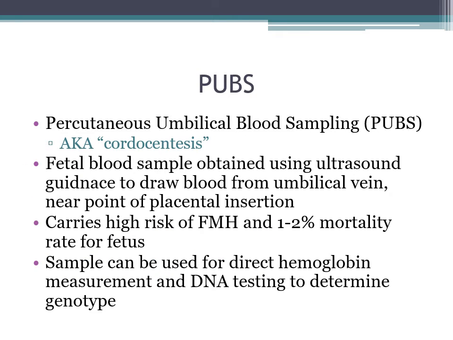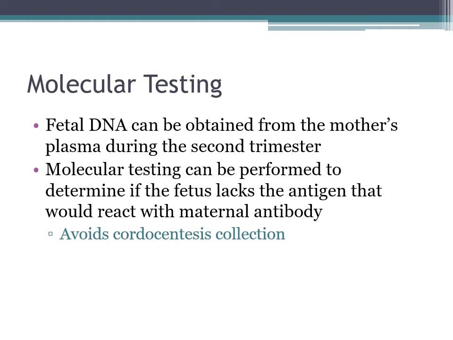For a PUBS, or a percutaneous umbilical blood sampling, or a chordocentesis, a fetal blood sample is obtained using ultrasound guidance to draw blood from the umbilical vein near a point of placental insertion. This carries a higher risk of fetal maternal hemorrhage and a 1 to 2% mortality rate for the fetus. A sample can be used for direct hemoglobin measurement and DNA testing to determine genotype. With molecular testing, fetal DNA can be obtained from the mother's plasma during the second trimester. Molecular testing can be performed to determine if the fetus lacks the antigen that would react with the maternal antibody. This avoids the chordocentesis collection.